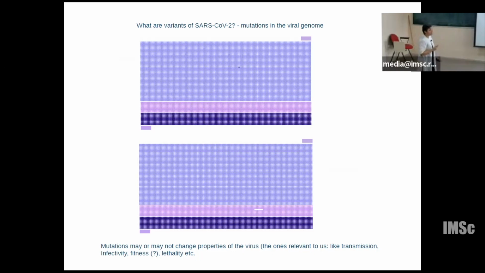Mutations may or may not change the properties of the virus, at least the properties that we are interested in. For example, not every mutation is going to make changes to transmission or infectivity or fitness or lethality.